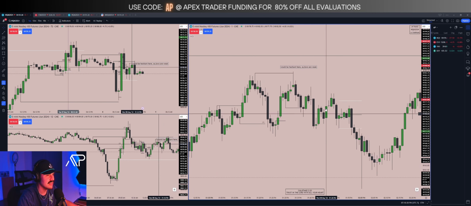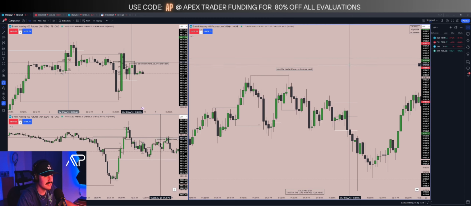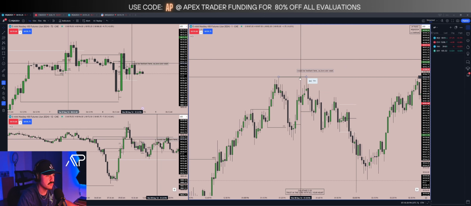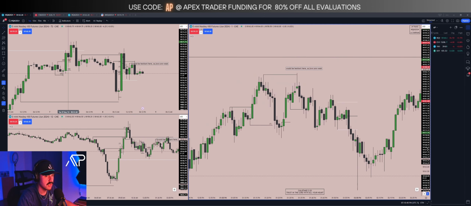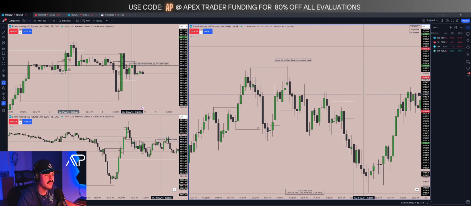And I wanted to discuss why this is not a good setup. In my opinion, you can see my annotation up here. I would be hesitant here as lows are weak, specifically because we failed to close above this high, right? And we know usually when there's a failure to close above a high, the lows are weak and those are going to become an easy target, right? Now, this one still would have given a 1-to-1, but it's not a quality setup.